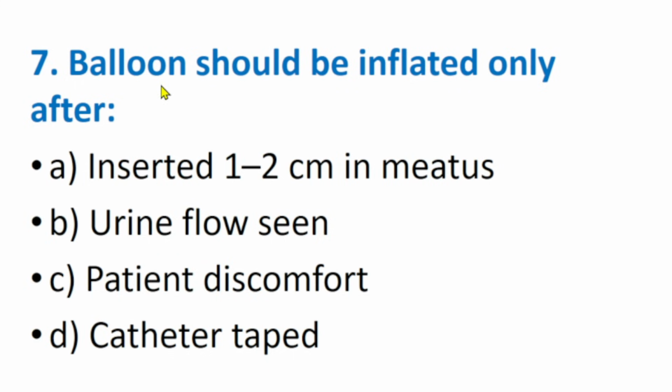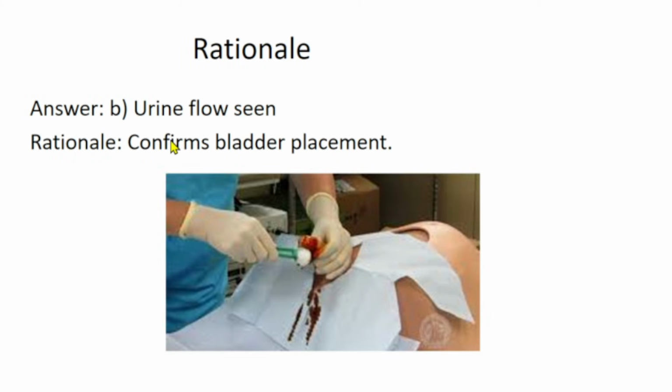Seventh question. Balloon should be inflated only after inserting 1 centimeter, 1 to 2 centimeters in the meatus, urine flow seen, patient discomfort, or catheter type. Correct answer, urine flow seen. After seeing the urine flow, we can inflate the balloon. So it will confirm the bladder placement.